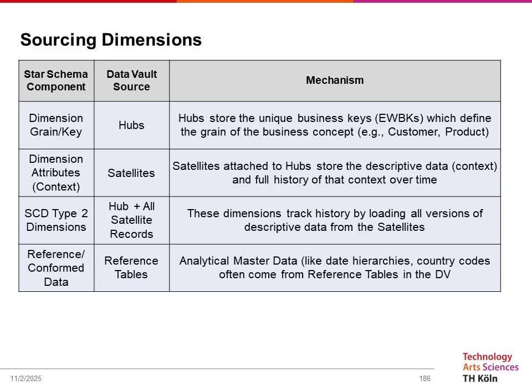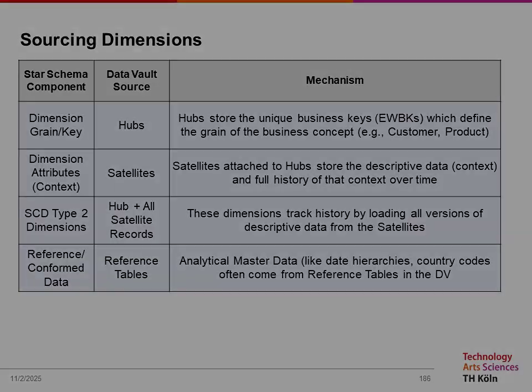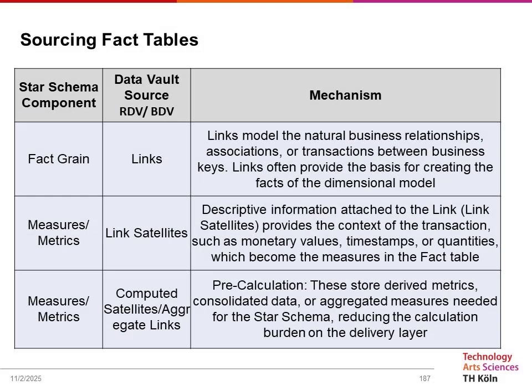What about the fact table? Where does its grain come from? The fact grain, the fundamental relationship or transaction being measured, is usually derived from a link table in the data vault. Links represent the associations or transactions between business keys, which are stored in hubs. Like a link connecting an order hub and a product hub represents an order line item. Exactly. That link establishes the relationship that becomes the grain of your transaction fact table.